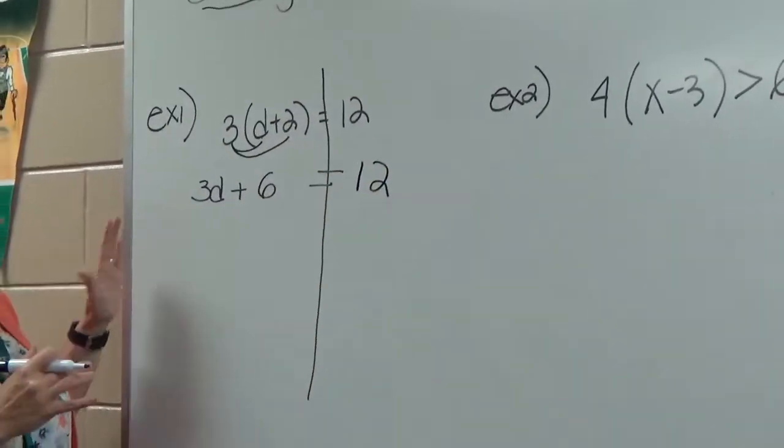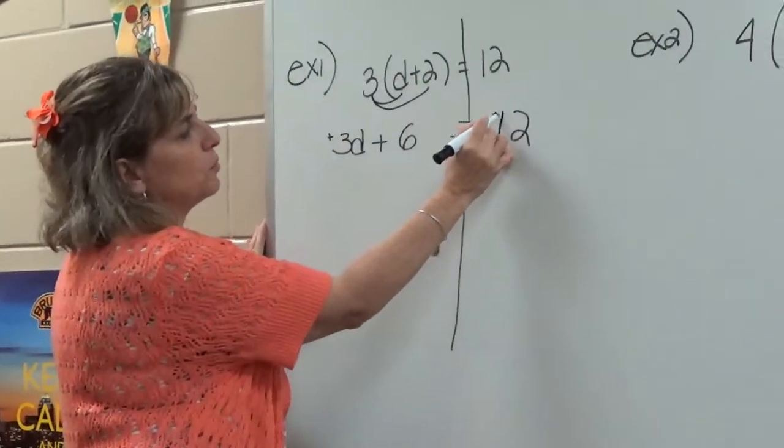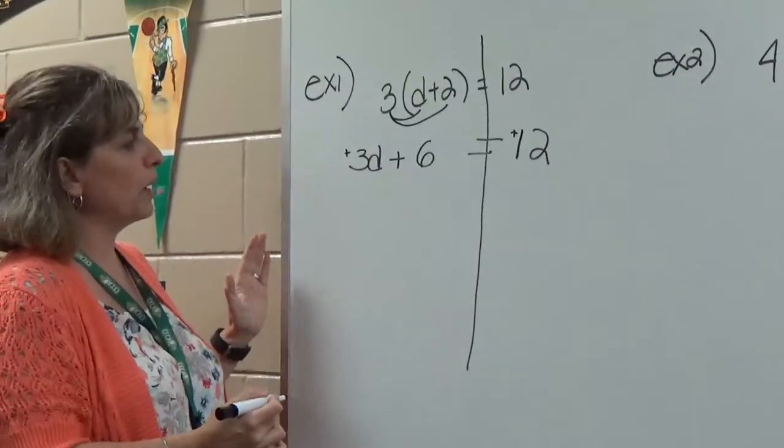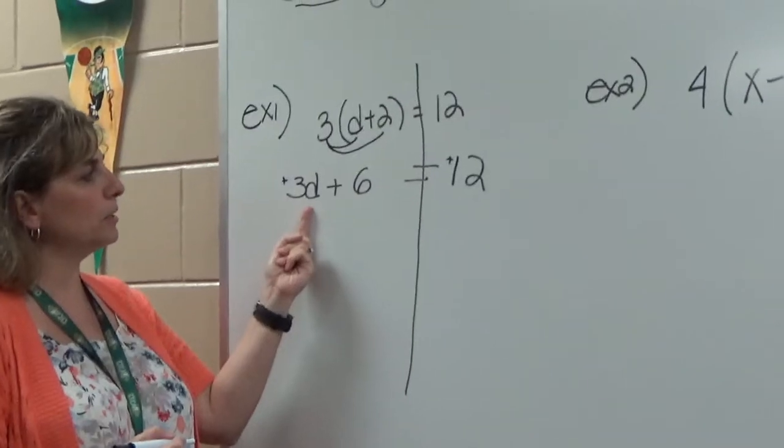Now, here I am. I'm solving an equation. I have a positive 3d, a positive 6, and a positive 12. So what do I need to do? I need to get d alone. That's always my goal. Goal is always to get my variable alone.